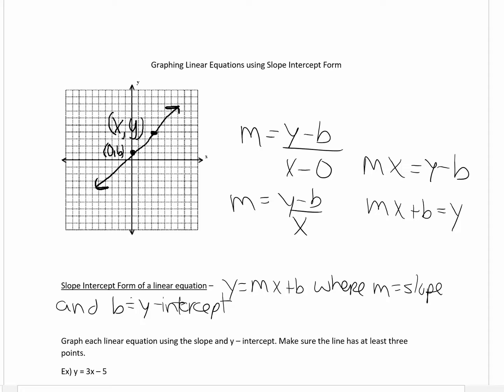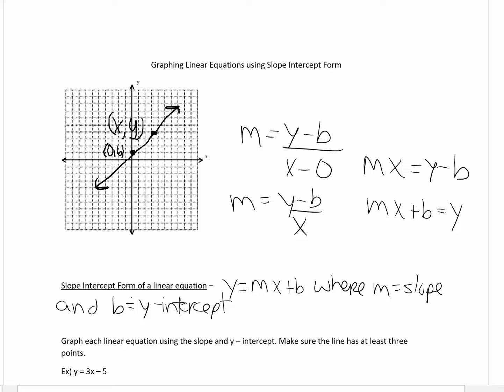Now, keep in mind, negative 3 divided by negative 1 is also a positive 3. So if it's negative on the top, it could go down 3. And because the 1 is negative, it could go to the left 1. The y-intercept here, that is negative 5. So as an ordered pair, that is (0, -5).